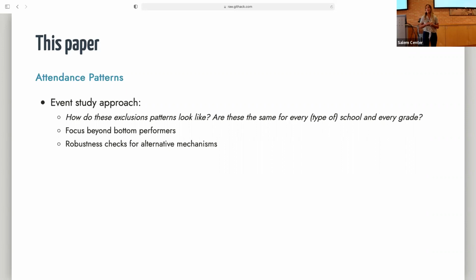Another interesting thing this brings to the table is that we have a lot of different robustness checks that can help us tease out different mechanisms that could be explaining these patterns. So is it schools actually gaming the system, or is there something else going on that could also explain these different patterns? Because of course, those two things are going to have different solutions.